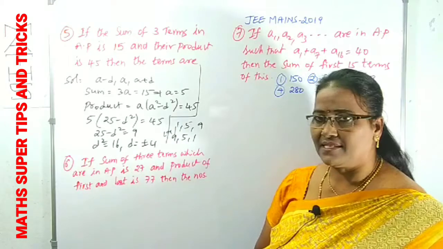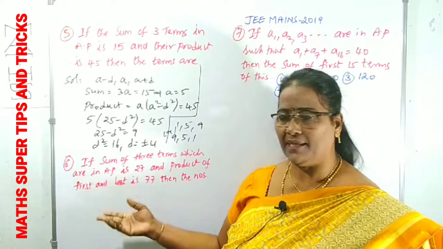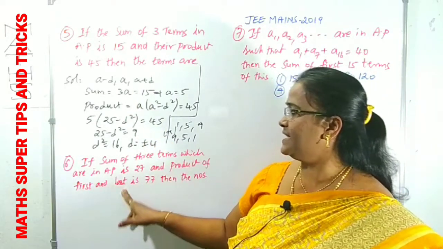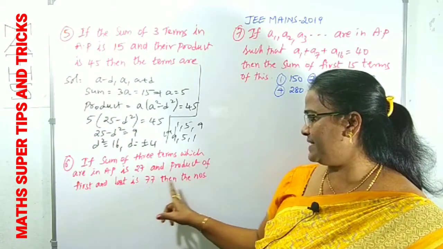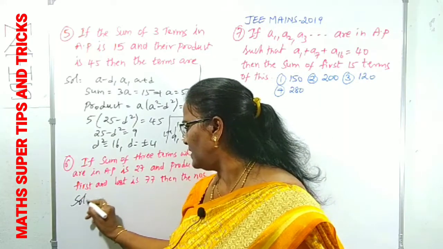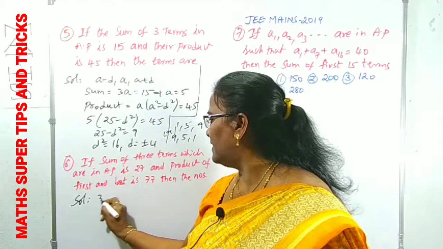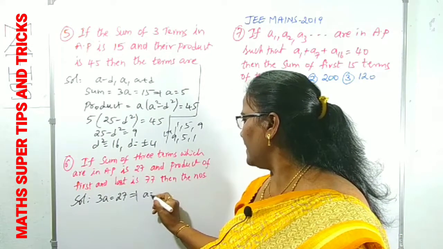Now question number 6. What is given? If the sum of 3 terms which are in AP is 27, same model, and the product of first and last is 77, then find the numbers. Same model, but what is given here? We can assume the 3 terms like this. Sum of them means 3a. 3a is given as 27, so a is clearly 9, right?